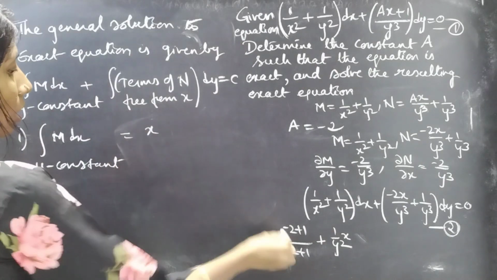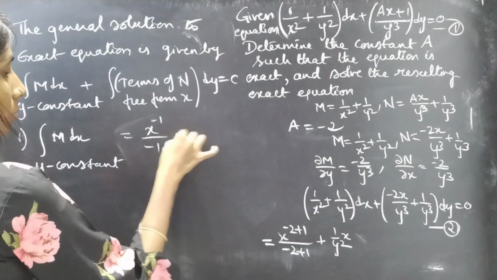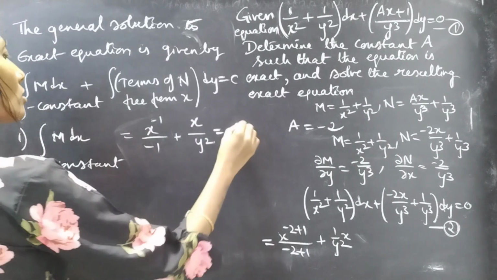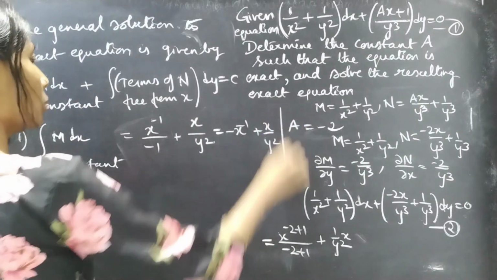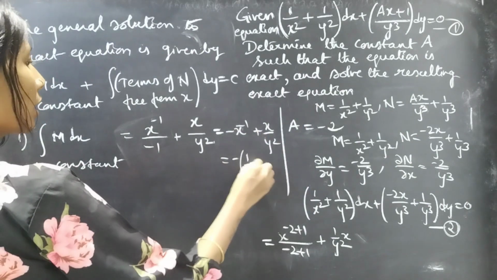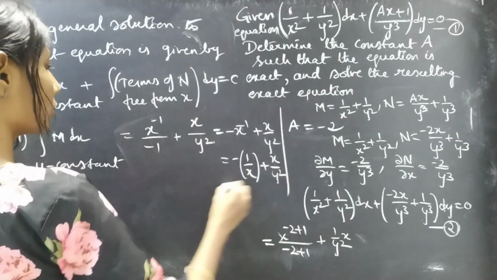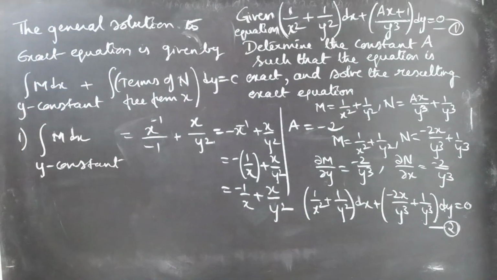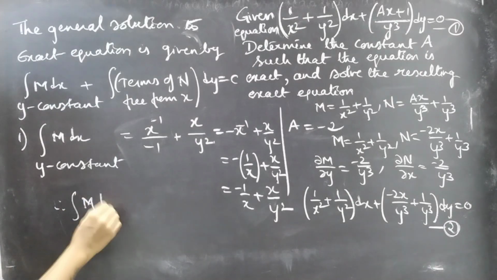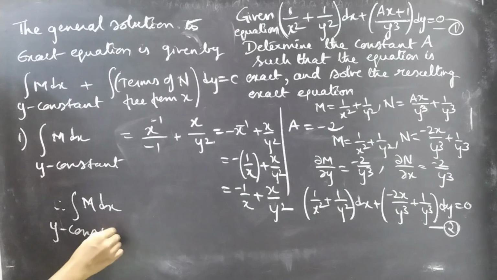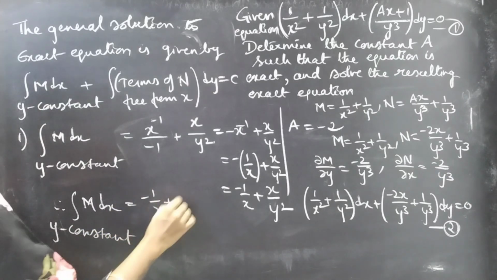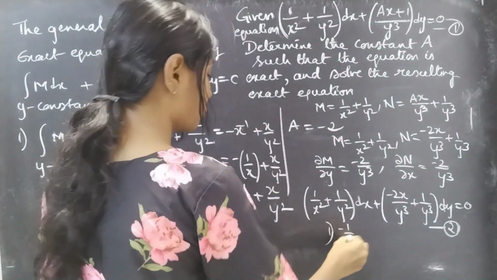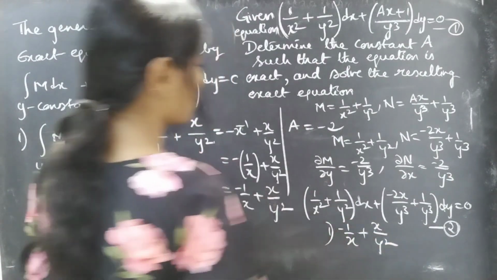This is equal to x^(-2+1), which is x^(-1), divided by -2+1, which is -1, plus 1/y² times x, which is x/y². This is equal to minus x^(-1) plus x/y². We can write x^(-1) as 1/x, so it is minus 1/x plus x/y². Therefore, the integral of M dx treating y as constant equals minus 1/x plus x/y². So the result obtained from the first integral is minus 1/x plus x/y².